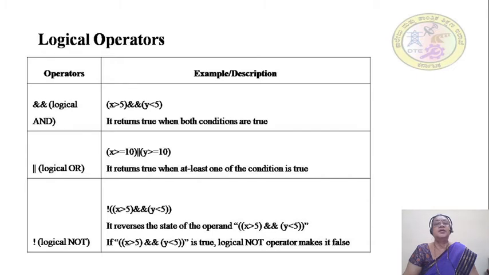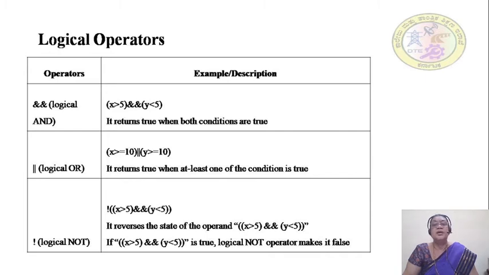And is the logical AND operator. Example: x > 5 && y < 5. This expression will return true when both the conditions are true. That is, when x is greater than 5 and y is less than 5, that time it will return true, otherwise it will return false.